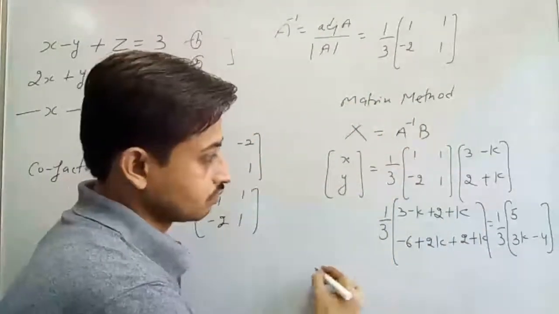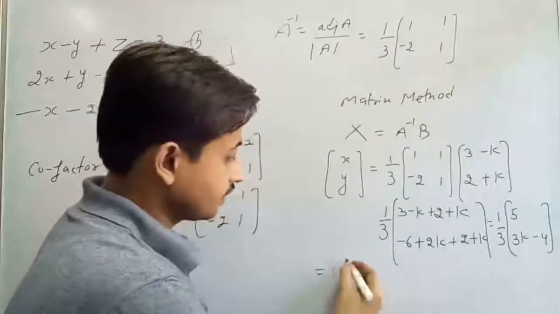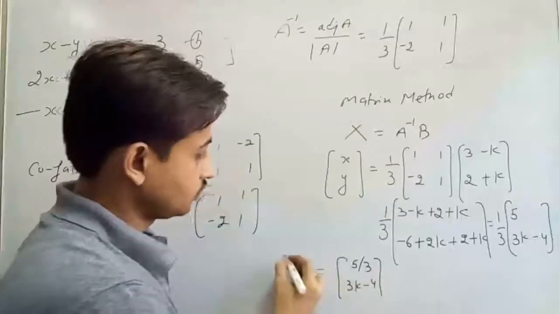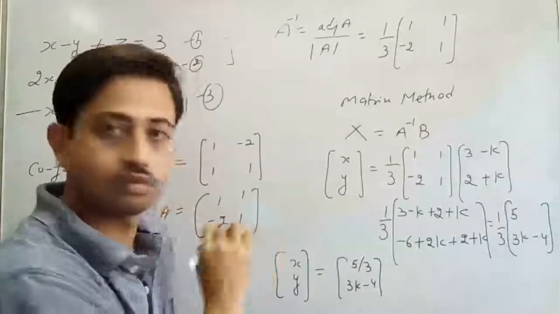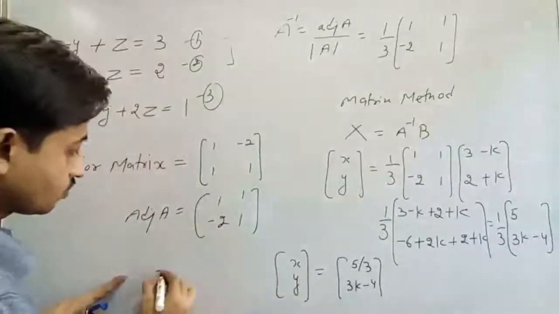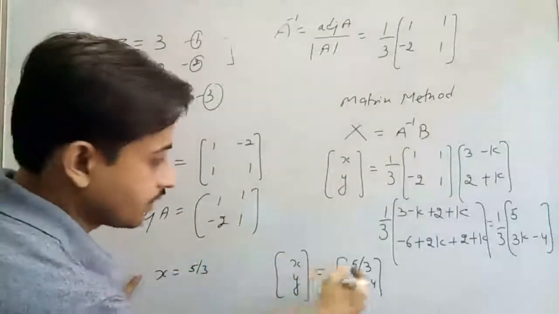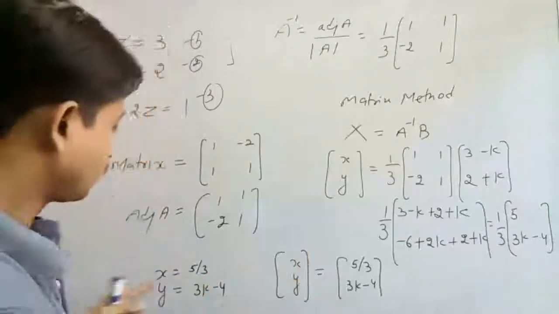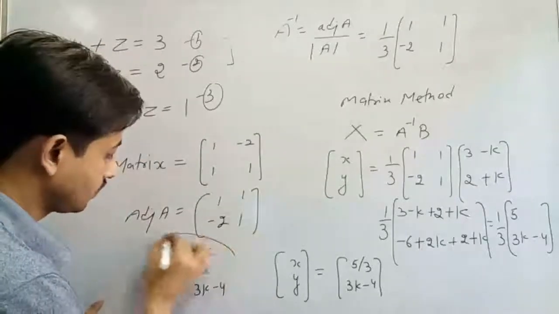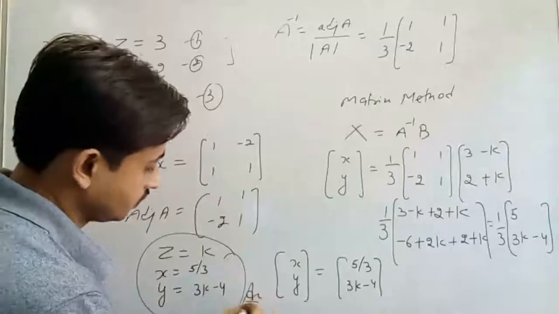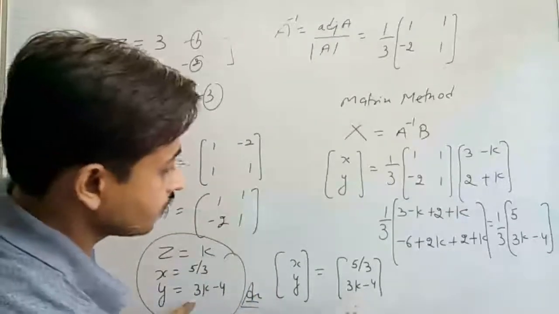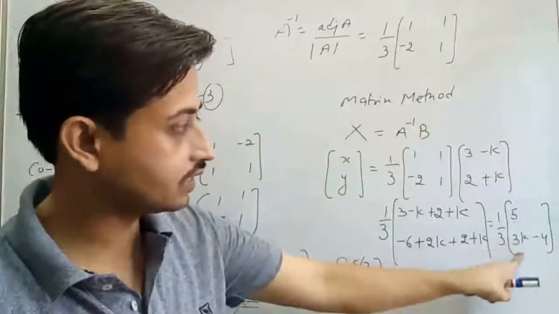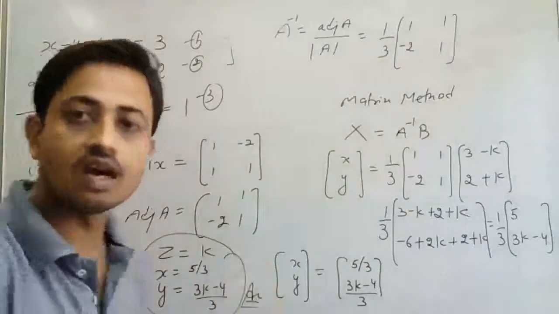Now what are the values? If we divide by 3, what will we get? 5 by 3, and this is 3K minus 4. So this is X and Y. Now what is the value of X? The value of X is 5 by 3 and Y is 3K minus 4, and Z we already know. What is the value of Z? K. Sorry, 3K minus 4 divided by 3 also, because we have to divide 5 by 3 and 3K minus 4 by 3. So these are the solutions.